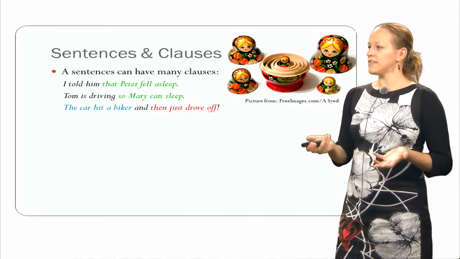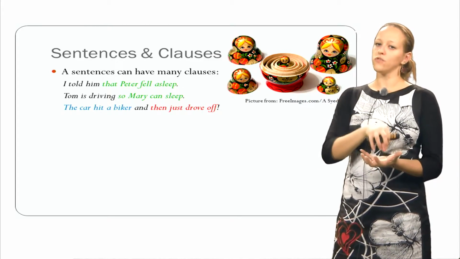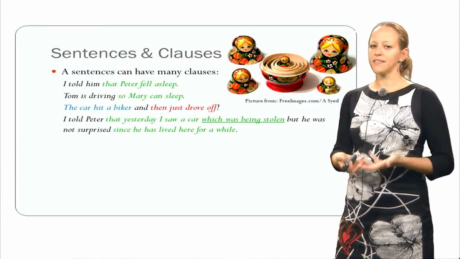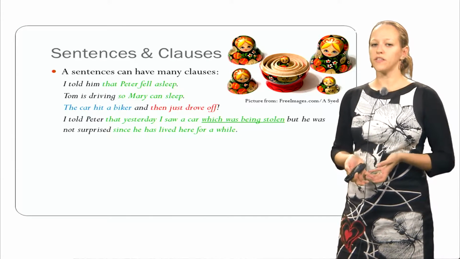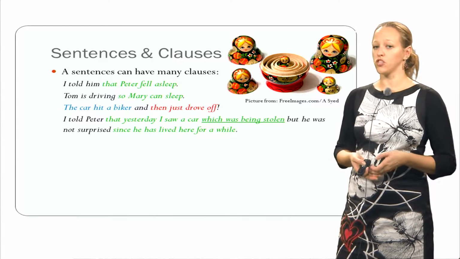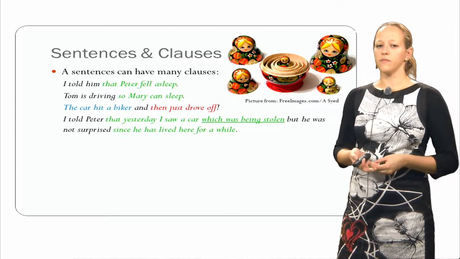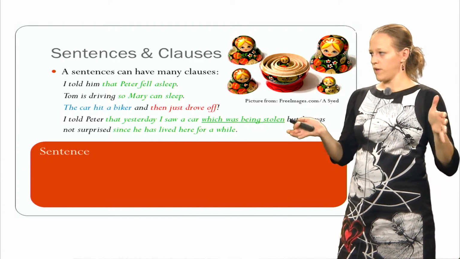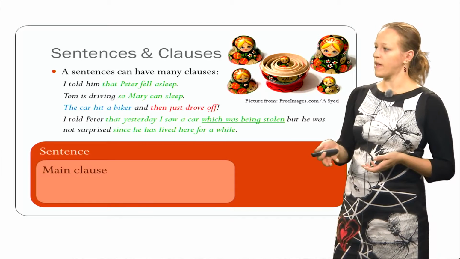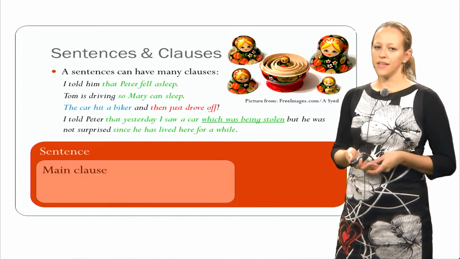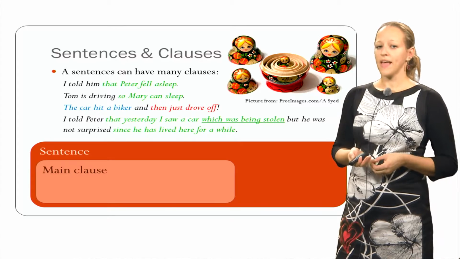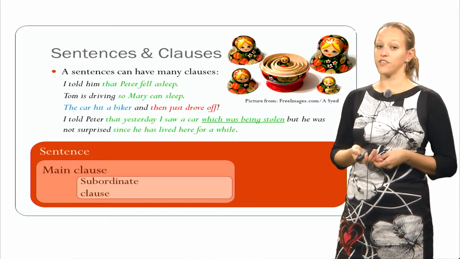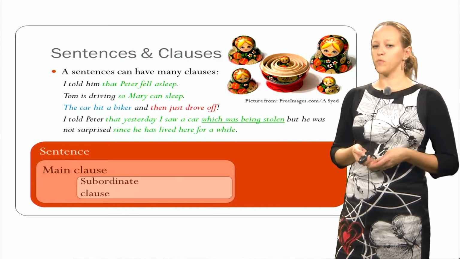But clauses and sentences are just like these Russian dolls. They can fold into each other quite widely. So here is a very long sentence that contains several clauses. I told Peter that yesterday I saw a car which was being stolen, but he was not surprised, since he has lived here for a while. And we can analyze this sentence as we have the big box, and inside there is the first main clause. I told Peter that yesterday I saw a car which was being stolen. Inside of the main clause, we have the first subordinate clause, which is what is green, that yesterday I saw a car which was being stolen.